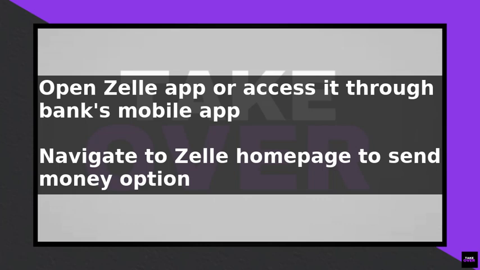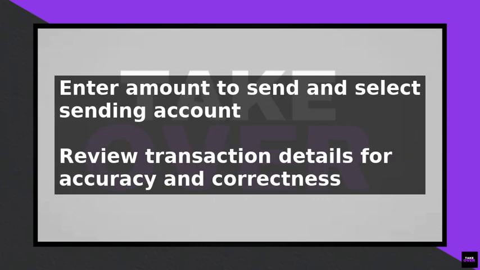Now, you will need to enter the recipient's information. Since you are sending money to yourself, you can use your own email address or phone number that is already linked to your Zelle account. If you have multiple accounts linked to Zelle, be sure to select the correct one.